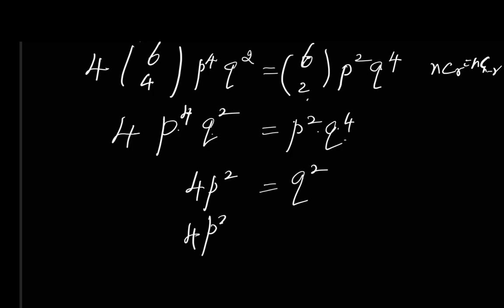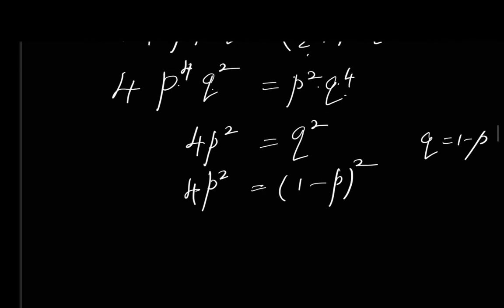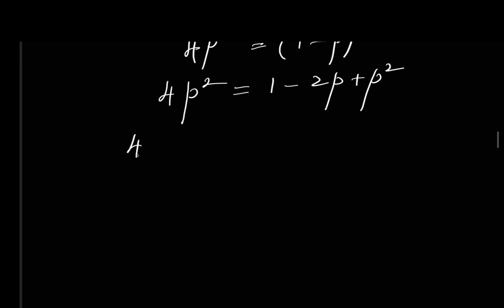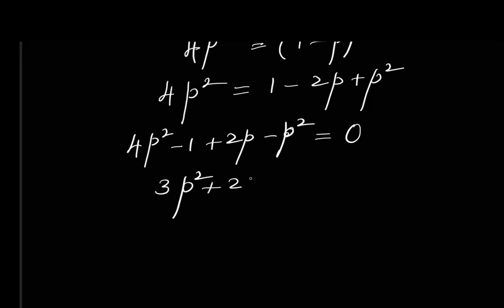So we know that Q is 1 minus P. So I write Q as 1 minus P the whole square. So 4P squared is equal to 1 minus 2P plus P squared. So 4P squared minus 1 plus 2P minus P squared is equal to 0. 4P squared minus P squared is 3P squared plus 2P minus 1 equal to 0.